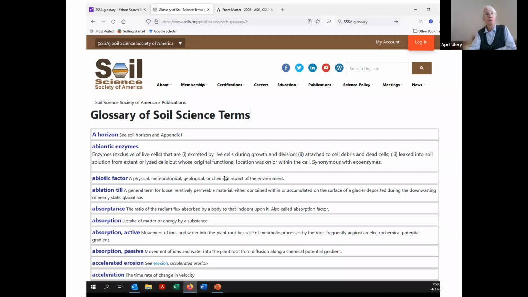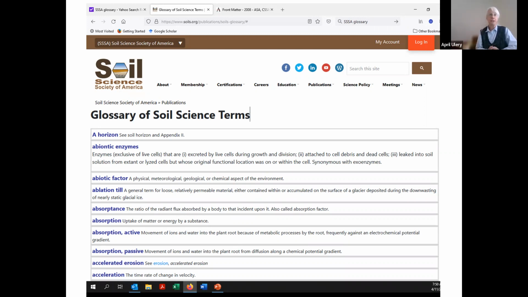There's a lot of terms that relate to the soil taxonomy, like A horizon. There's terms that relate to chemistry, like absorption. There's microbiology indicated here. So what you're seeing is, just as the nature of soil is very interdisciplinary, this glossary is also very broad in range and interdisciplinary too.